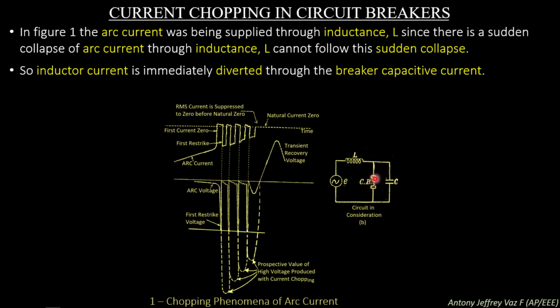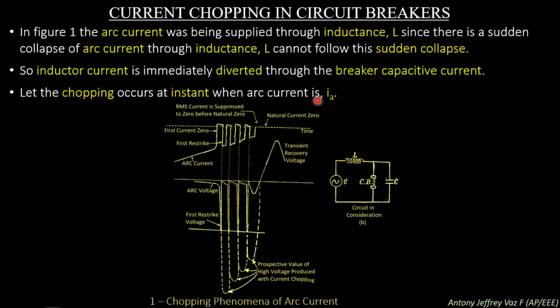Since there is no path for the inductor current to flow through the circuit breaker because the arc is extinguished, since the arc current becomes zero in the first chop, this inductor current finds its path to flow through the capacitive path. So this makes the capacitive current. Let the chopping occur at the instant when the R current is IA. So the R current which we see over here is termed IA.